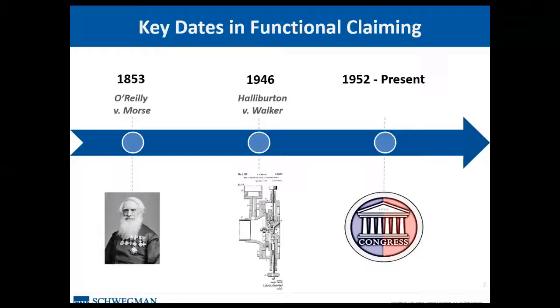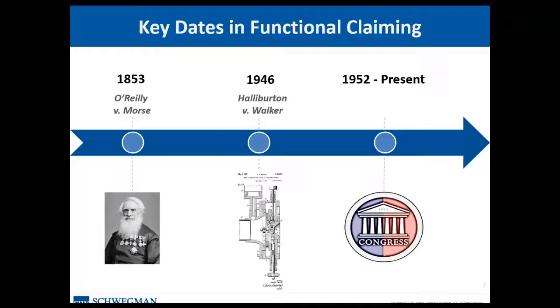So in 1952, after Halliburton versus Walker, when Congress was revising the patent law, means plus functional claiming is written into the statute. Functional claiming was now allowed, but the scope of such limitations was restricted to the structure and equivalence of the structure disclosed in the specification.